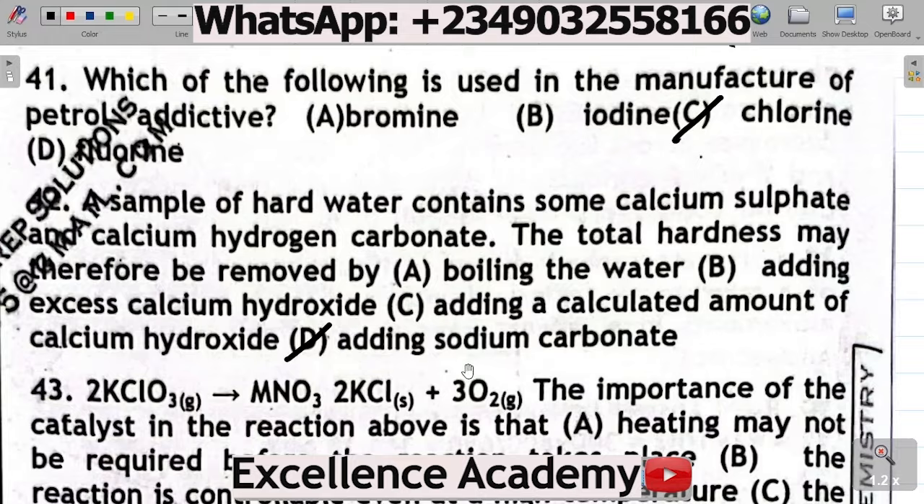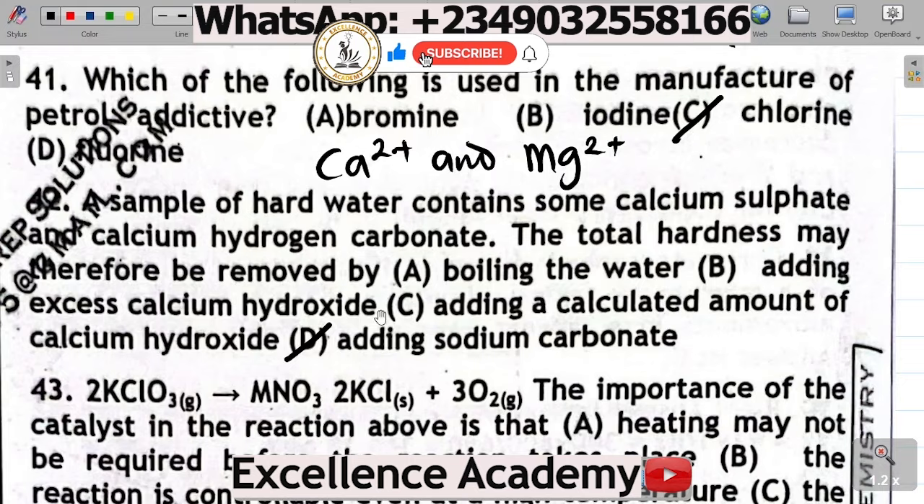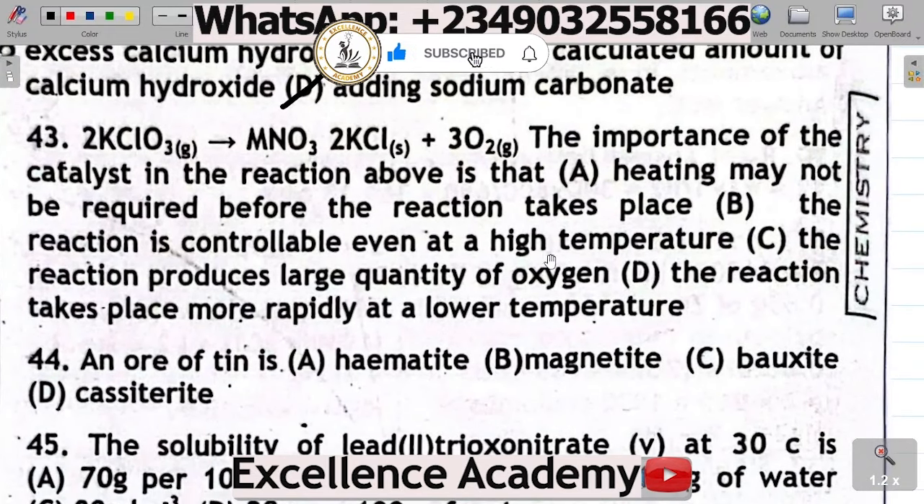You want to take note that sodium carbonate removes calcium ion, that's Ca2+, and magnesium ion, that's Mg2+. These two ions are responsible for the hardness of water. And with the help of sodium carbonate, you can remove these two ions. So hence, for a sample of hard water that contains both calcium sulfate and calcium hydrogen carbonate, the total hardness may be removed by addition of sodium carbonate. So D becomes the correct option.